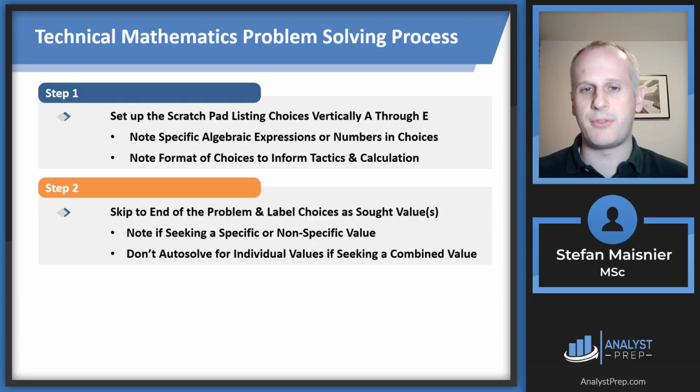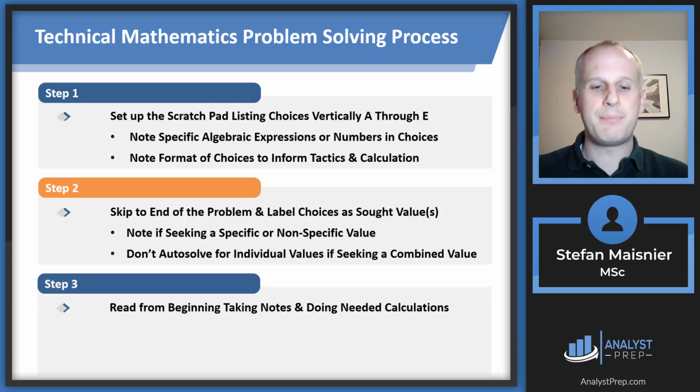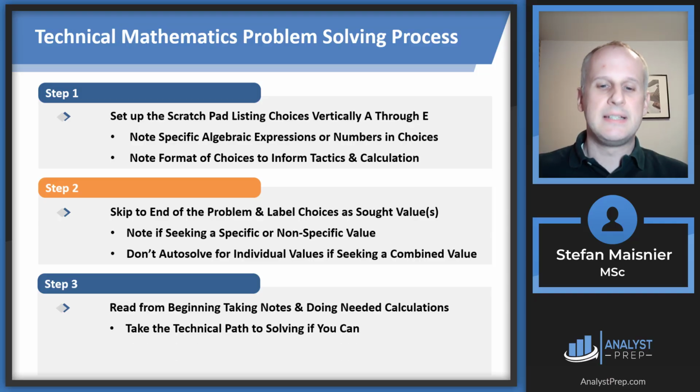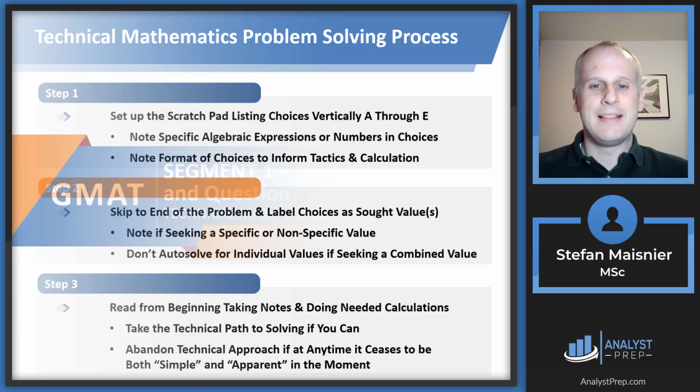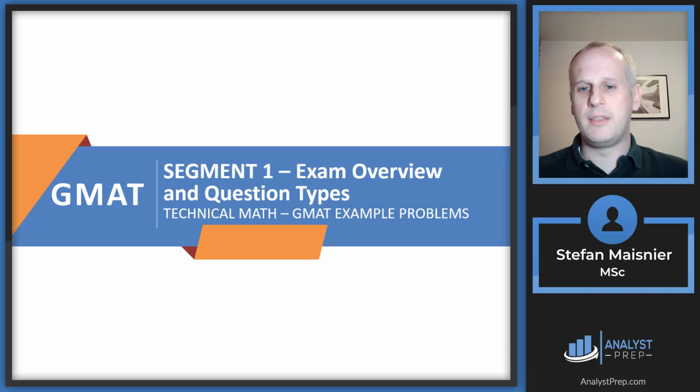Think back to when we were talking about the word problem and the combined rates for Callum. We had no interest in their individual rates, so we just immediately went to solving for the average, and you don't want to waste time solving for individual values if they're seeking a combined one. Step 3, read from the beginning, taking notes and doing obviously needed calculations as you go. Take the technical path to solving, because if you can, it's probably going to be fastest, and you'll abandon that technical approach if at any time it ceases to be both apparent and simple in the moment. So that's our process for technical math in the problem-solving section of the quantitative section of the GMAT.